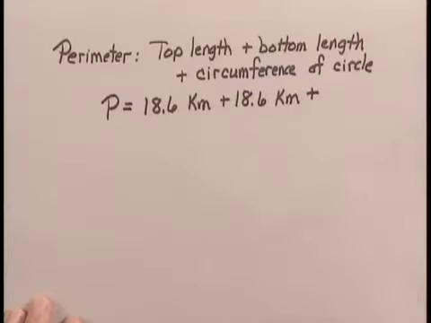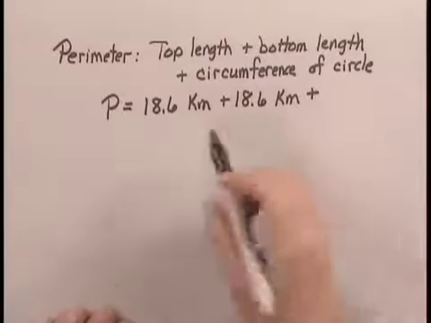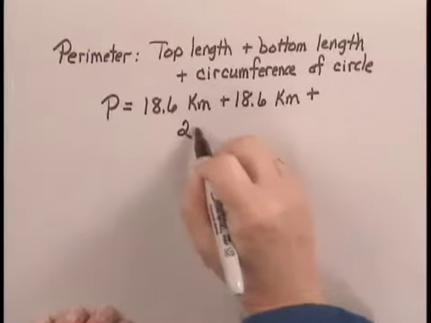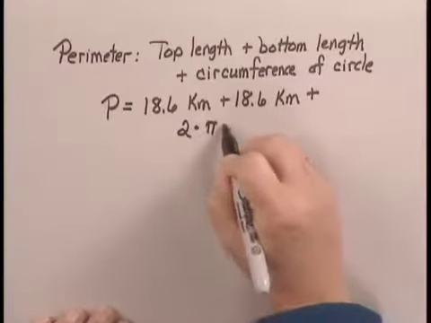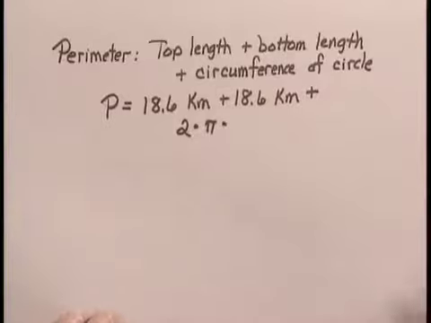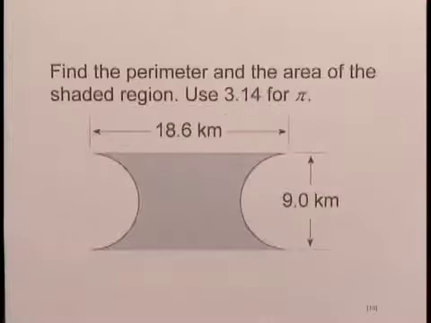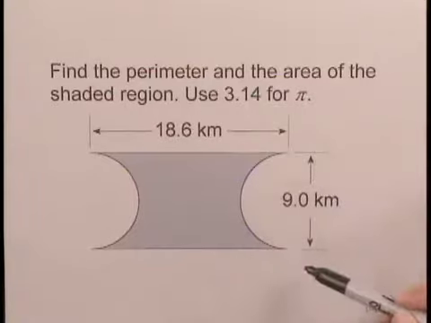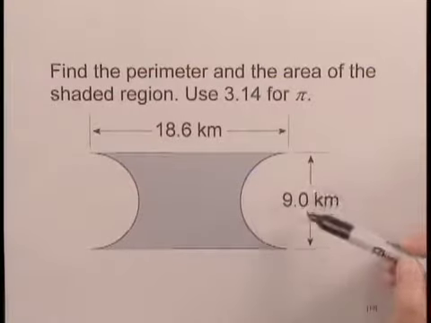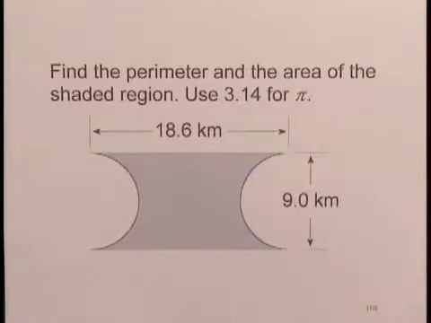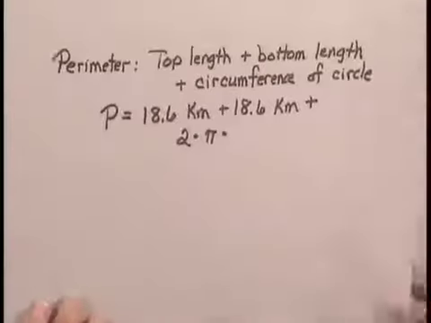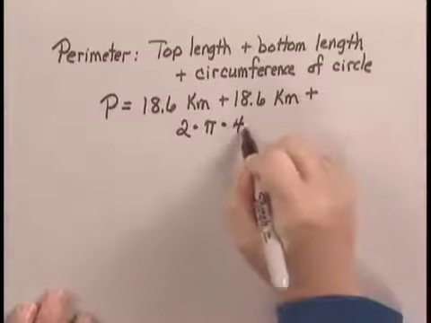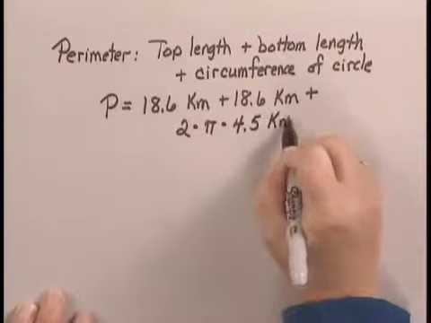The formula for circumference is 2 times pi times the radius. So I'm going to write 2 times pi times the radius. Being very careful, the radius is not the diameter. The diameter is 9.0 kilometers. The radius then will be 4.5, or half of 9.0 kilometers. So I write this as 4.5 kilometers.